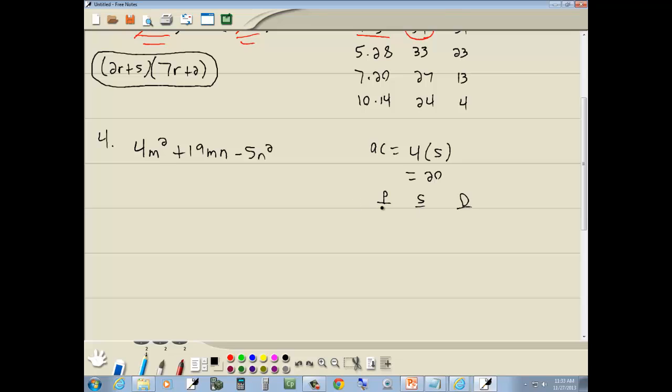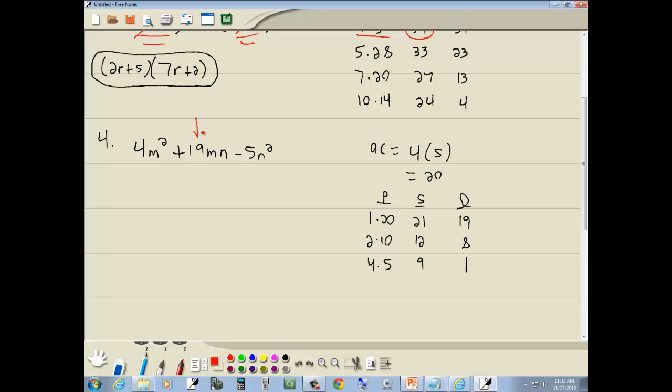Come up with our 3 columns. We write down all products that give us 20. We got 1 times 20, 2 times 10, 4 times 5. I think that's everything. Add them. 1 plus 20 is 21. 2 plus 10 is 12. 4 plus 5 is 9. Subtract them. 20 minus 1 is 19. 10 minus 2 is 8. 5 minus 4 is 1.